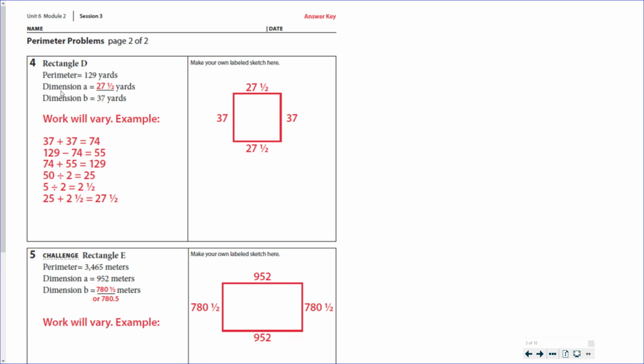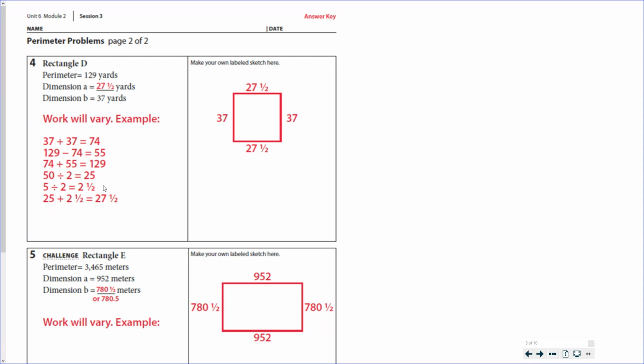And if you follow their line of thinking here, they take 37, they double it to get 74. And then just like we've done in the past, they take the total number of yards, subtract what we know, and we end up with 55. Now this line here is just them confirming that 74 plus 55 does go back and equal the 129 that we have at the beginning.